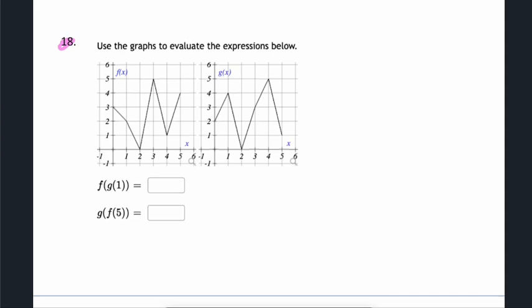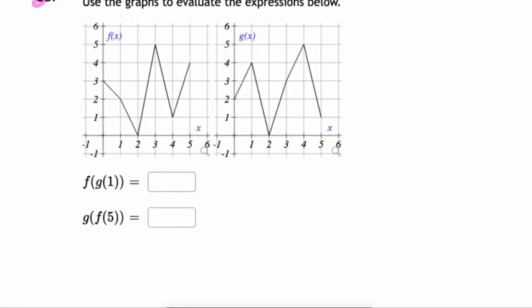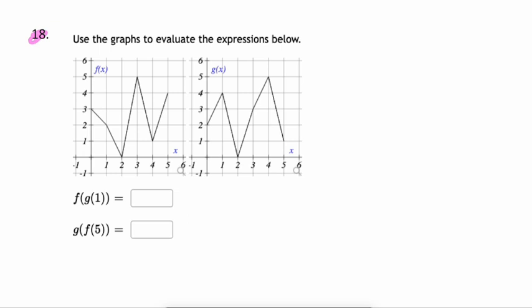So we're going to use the graphs to find a composition. Start with the inside and work your way from the inside out. So we're going to go over to the g function and find g of 1. G of 1 is a height of 4. So that means now we're going to find f of 4. We go over to the f function where the x is 4. We're at a height of 1. The answer is 1.